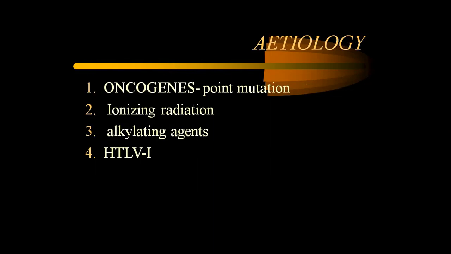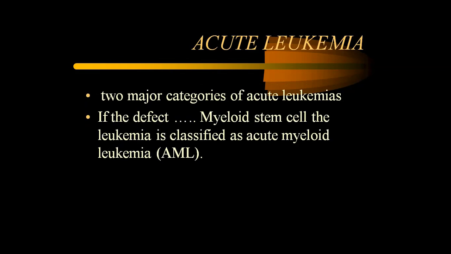So, what is the cause of leukemias? The causes are oncogenes or cancer-causing genes, point mutation of them, or if the person is exposed to ionizing radiation or chemotherapeutic agents for some other organ cancer, he can get acute leukemias. Or following viral carcinogenesis, exposure to human T cell lymphotropic virus 1 also can cause leukemias.